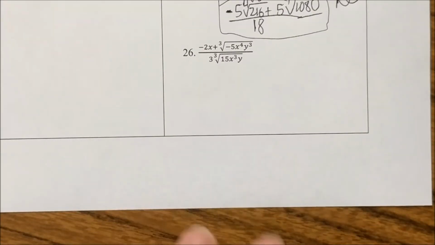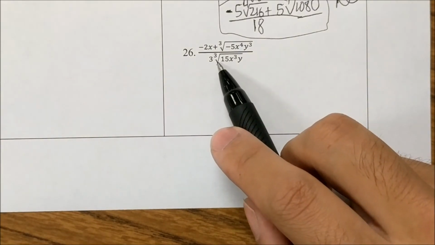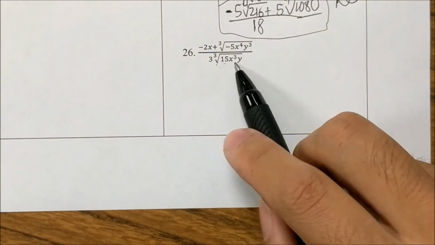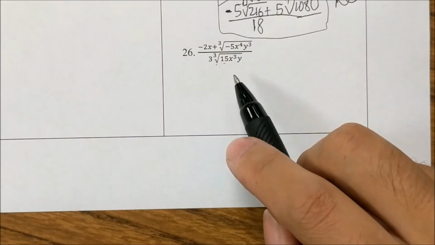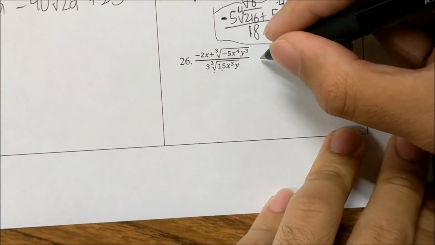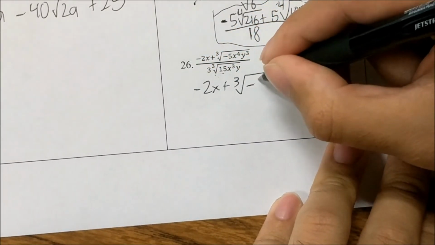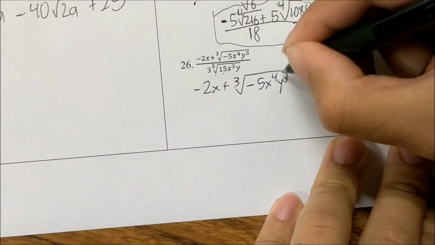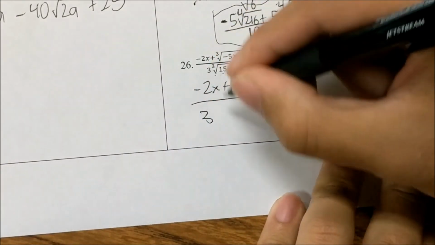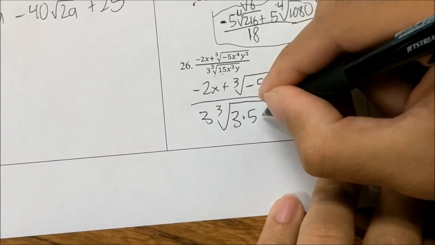Okay, so 26. I need to get the denominator to make everything cubed. So let me rewrite the 15. Let me just copy down the whole thing first. Okay, so I've got a 3 on the outside, then the cube root. 15 can be rewritten as 3 times 5.